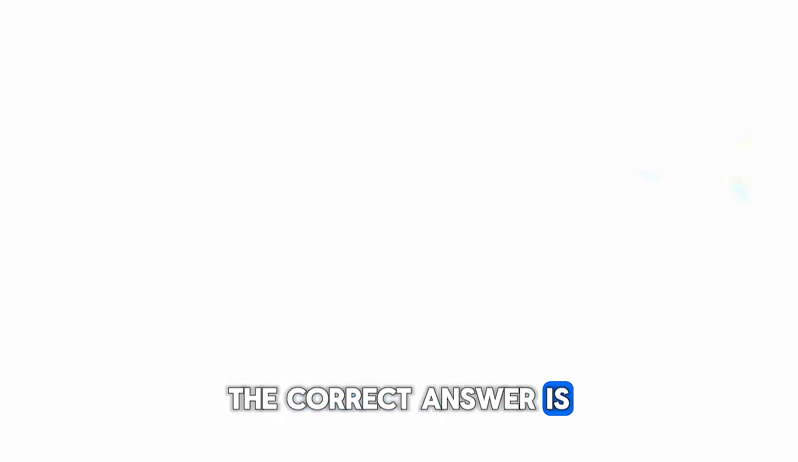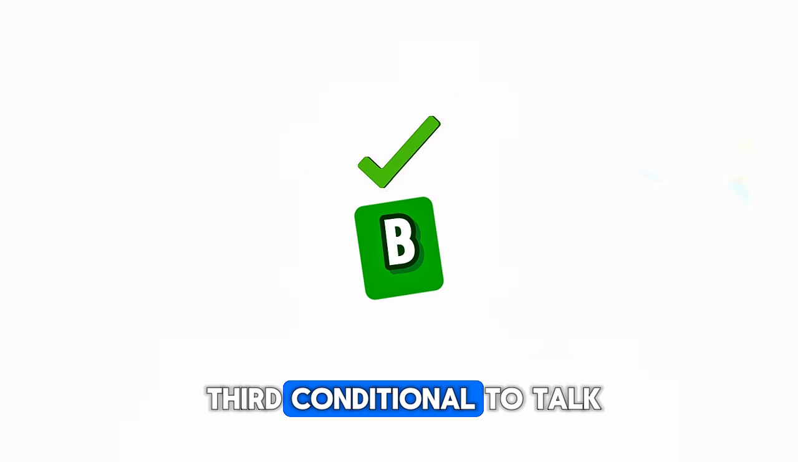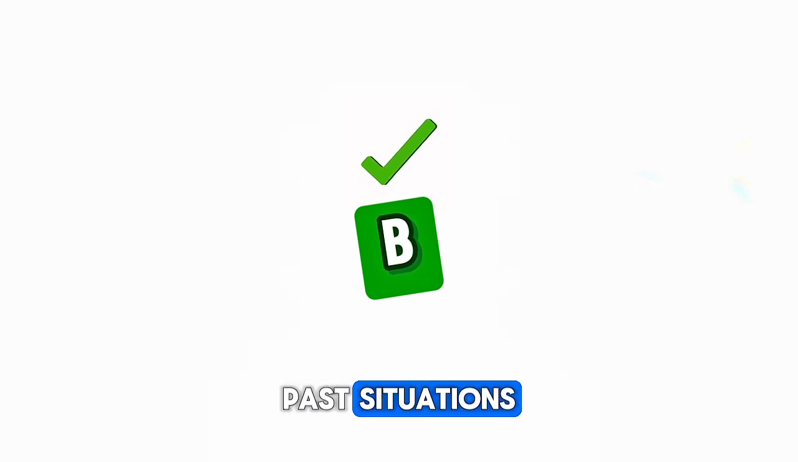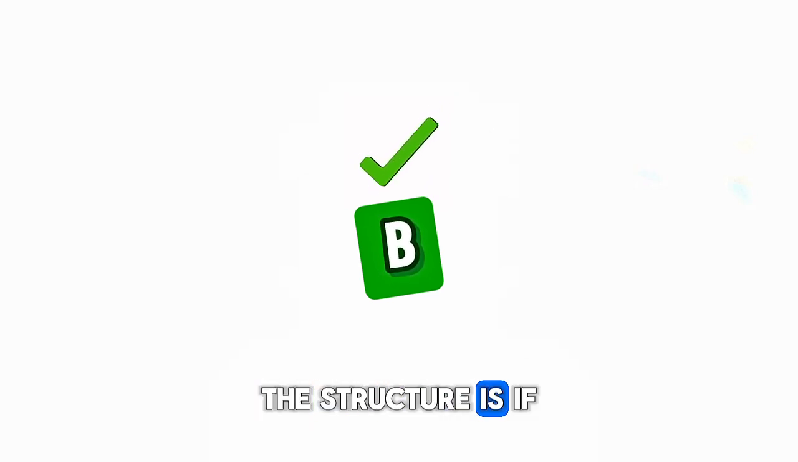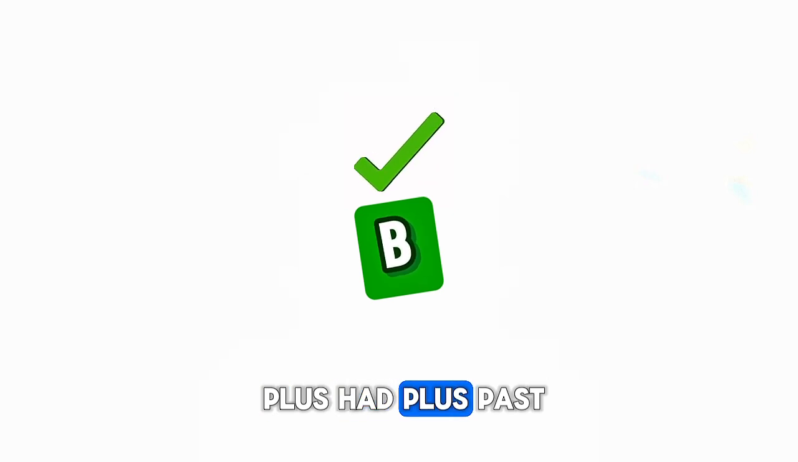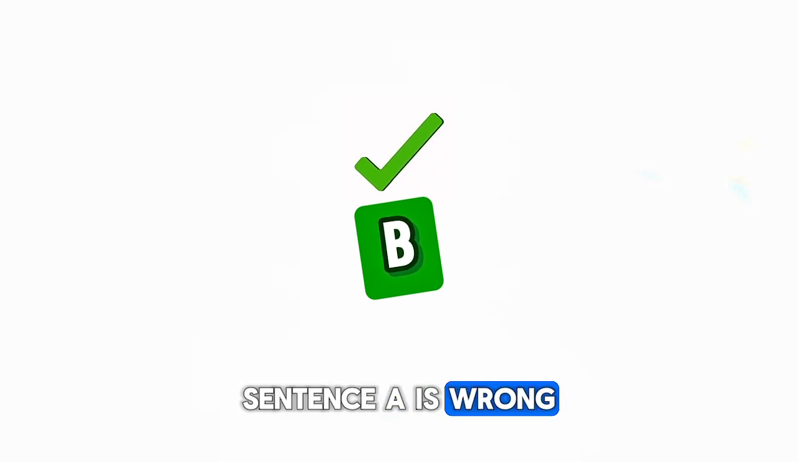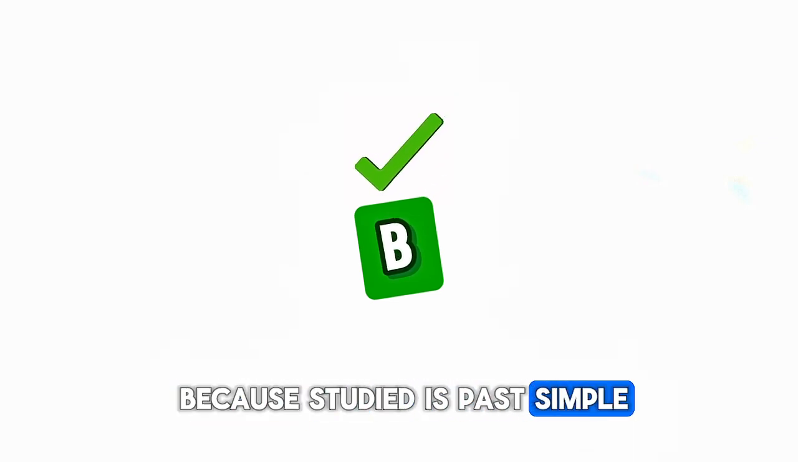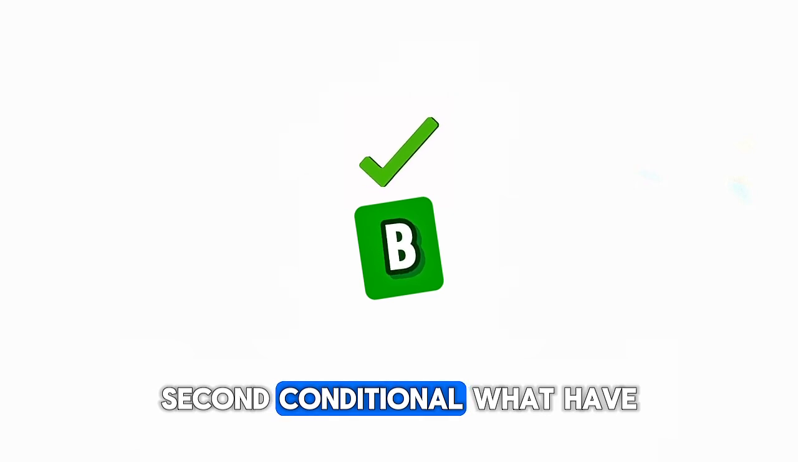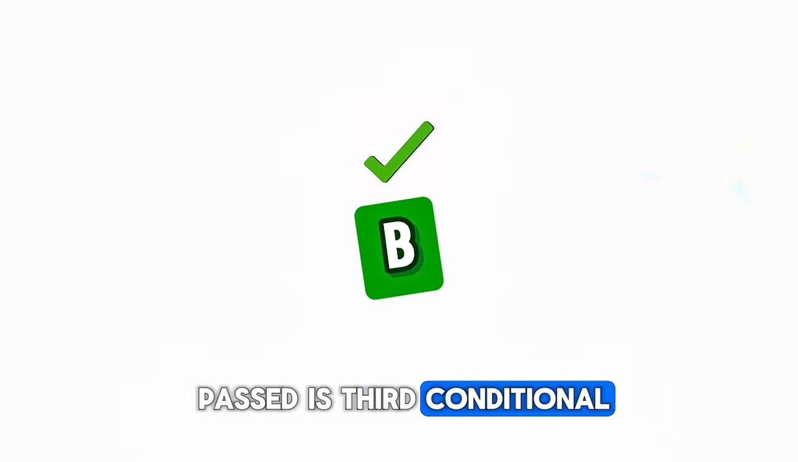The correct answer is B. Why? Because we use the third conditional to talk about unreal past situations. The structure is if plus had plus past participle, comma, would have plus past participle. Sentence A is wrong because studied is past simple, second conditional. Would have passed is third conditional. They don't match. Great! Now let's look at one more common mistake.